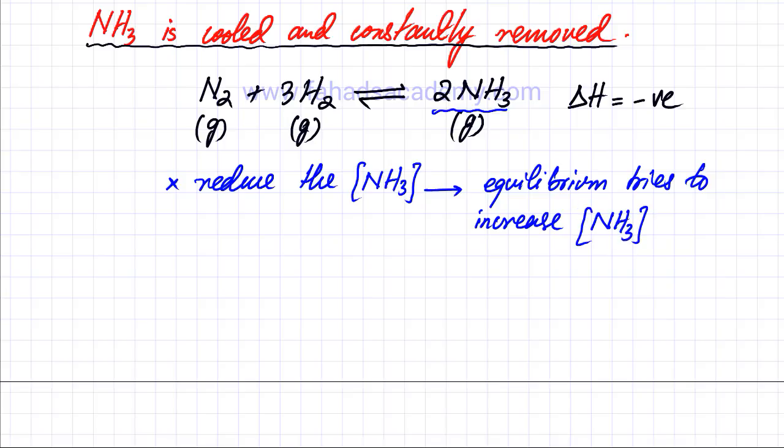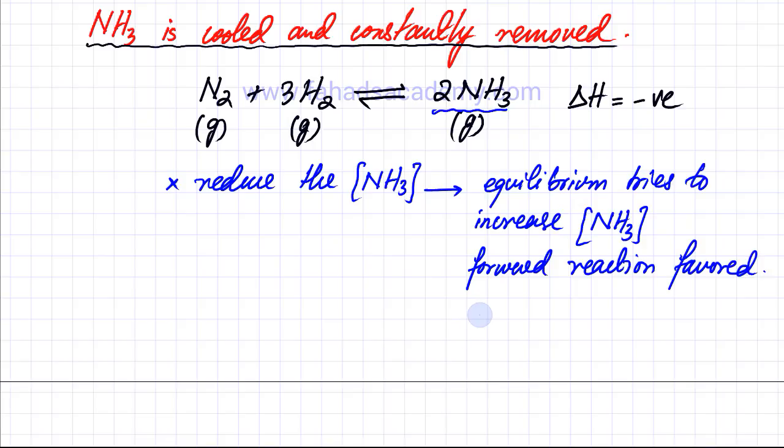So since we want more NH3, the forward reaction would be favored, and your yield, or output of NH3, would increase. So your yield increases. So if I remove NH3, more NH3 would be produced at a faster rate. So constantly cooling and condensing the NH3 and removing it from the reaction mixture would help us to improve the yield of our reaction.